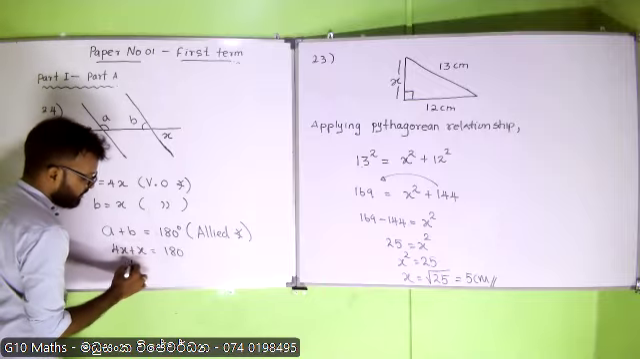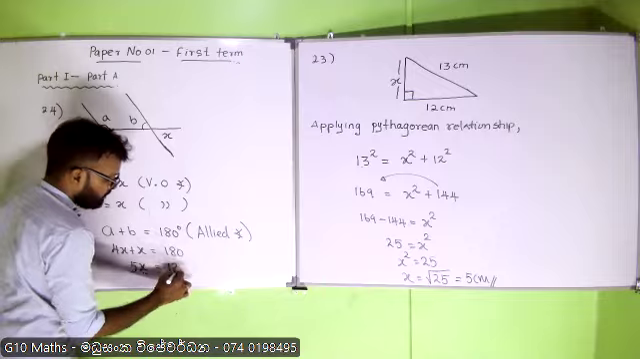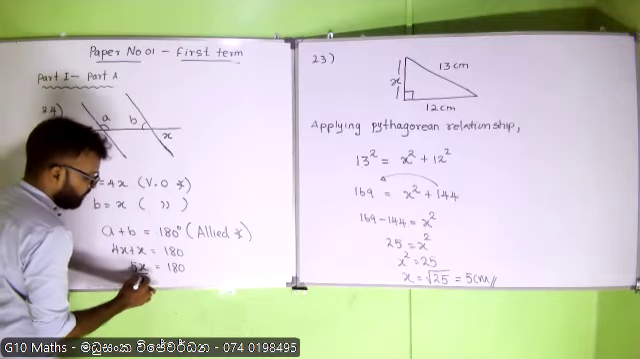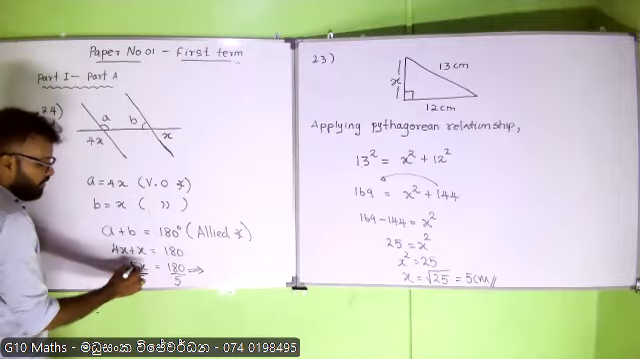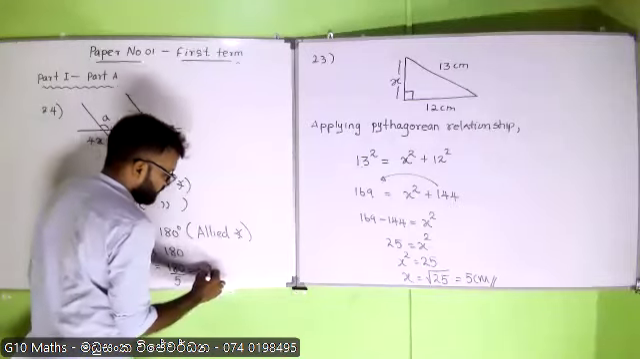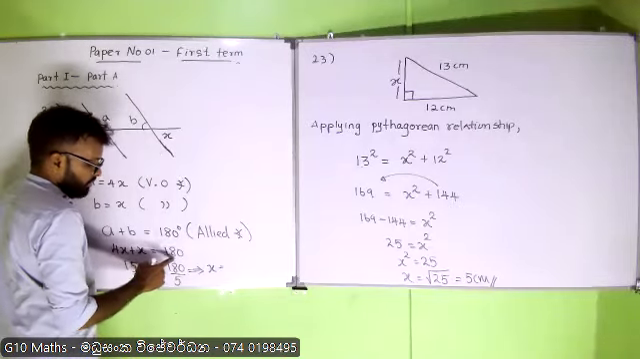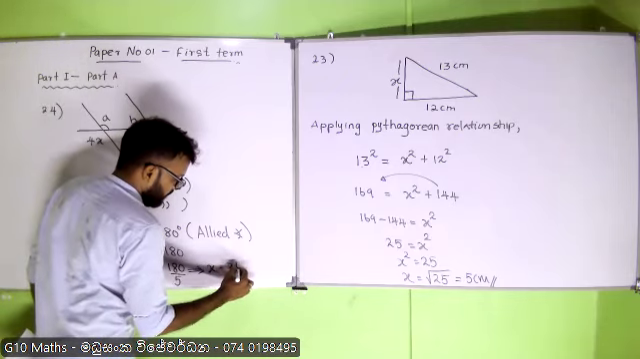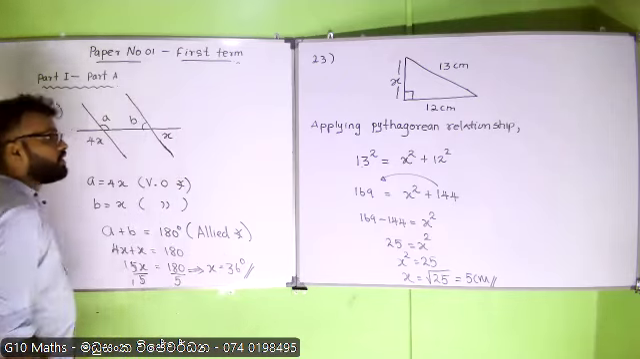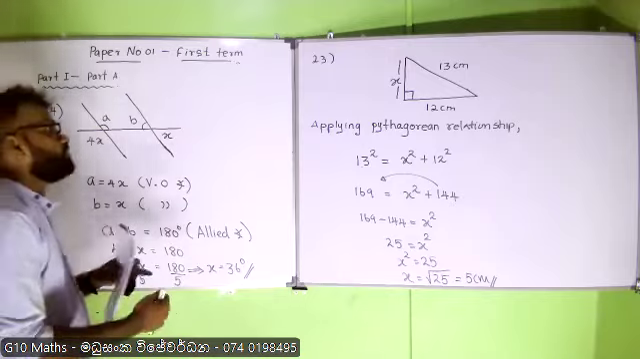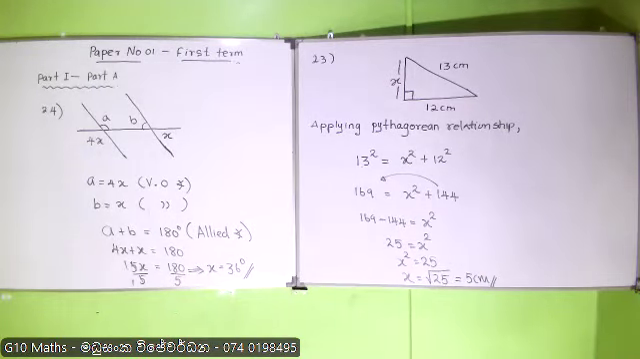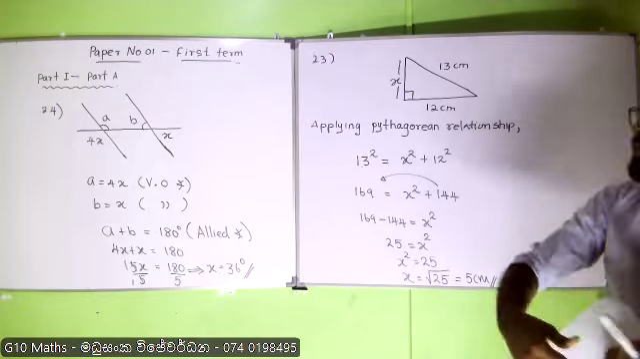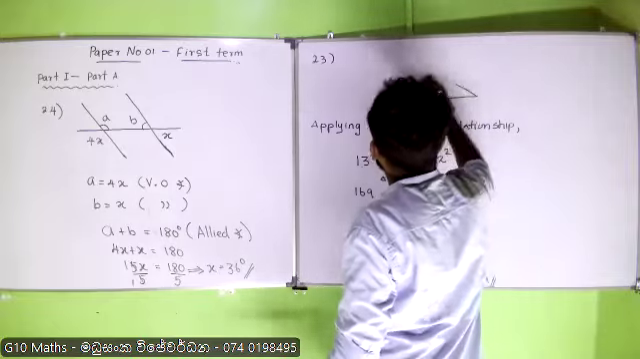4x plus x is 5x equals 180. Divide this side by 5, divide this side by 5. X equals 36 degrees. Right? What an easy one. I will clear this one. Now 25th.